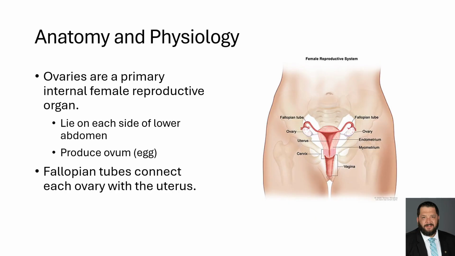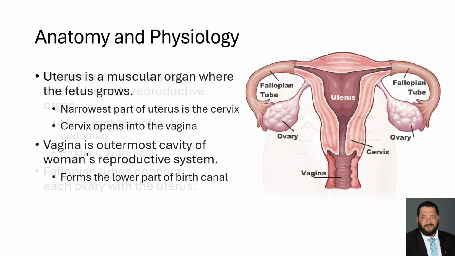The ovaries are the primary internal female reproductive organ, and they lie on each side of the lower abdomen and produce ovum, or eggs. The fallopian tubes connect with each ovary via the uterus, and the uterus is a muscular organ where the fetus grows. The narrowest part of the uterus is the cervix, and the cervix opens to the vaginal canal. The vagina is the outermost cavity of the woman's reproductive system and forms the lower portion of the birth canal.